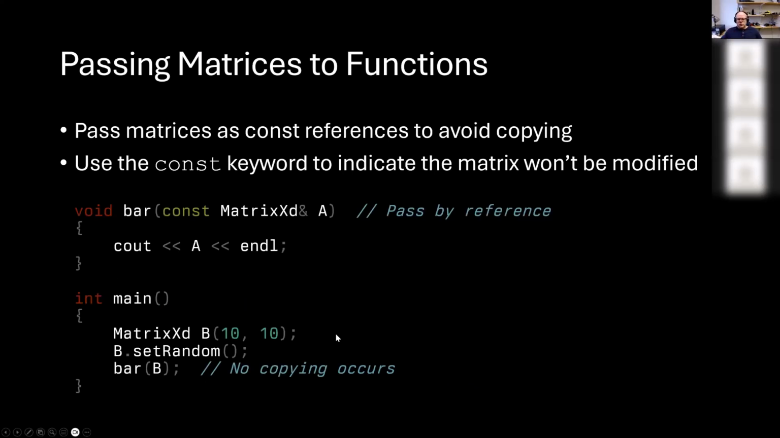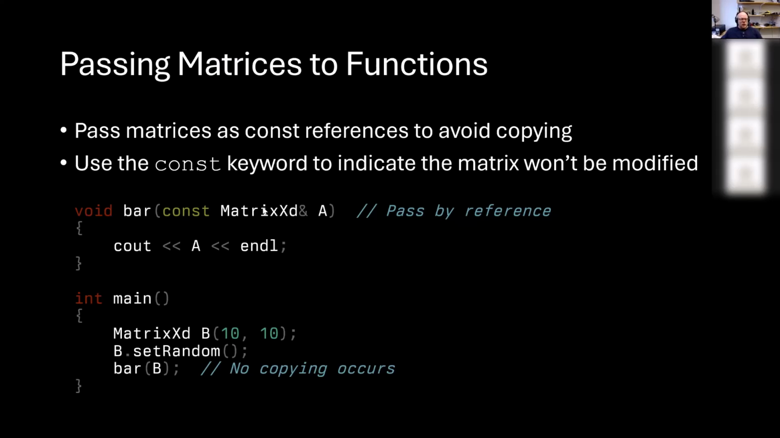When you pass matrices to functions, you should always pass them as references. And if possible, use the const modifier to indicate to the compiler that the matrix itself is not modified in the function, which also enables some optimizations, and also checks your code so that you don't modify it by mistake.